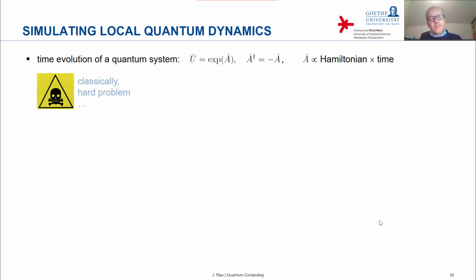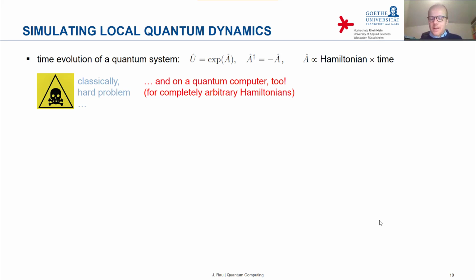Say you are given an initial quantum state and also you're given a duration t, and you want to calculate the state after time t, so you have to apply this unitary operator to your initial state. As I said, this is classically a hard problem, and unfortunately on a quantum computer as well, if we talk about completely arbitrary Hamiltonians.